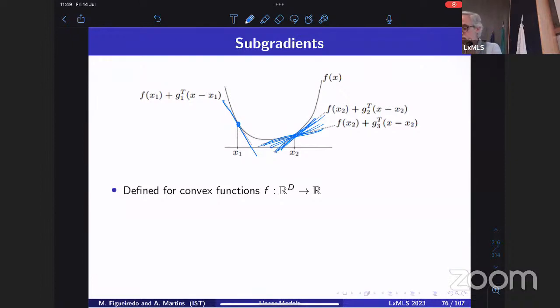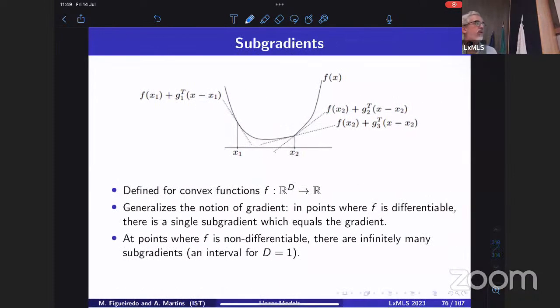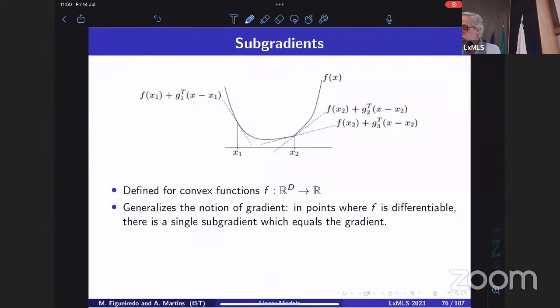So the subdifferential is a set. It's defined for convex functions. Any convex function has subgradients everywhere. In a place where it is differentiable, the subgradient is just the gradient, so it's obvious. And at points where it's not differentiable, there are infinitely many subgradients. Actually, it's usually an interval. So for example, here, if this was the slope of the tangent from this side, and this was the slope of the tangent from this side, any slope between the two is a correct subgradient. And so the subdifferential is the interval of all those slopes.